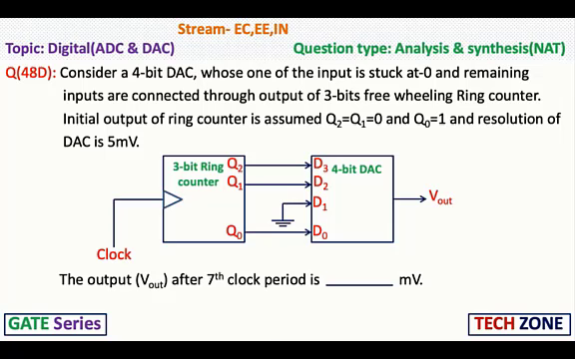Next, consider a 4-bit DAC whose one of the inputs is stuck at 0 and remaining inputs are connected through the output of a 3-bit freewheeling ring counter. Initial output of the ring counter is assumed Q2 is equal to Q1 is equal to 0 and Q0 is equal to 1 and resolution of DAC is 5 millivolt. So this is the block diagram given here. The output (V out) after the 7th clock period is, fill in the blanks, millivolt.